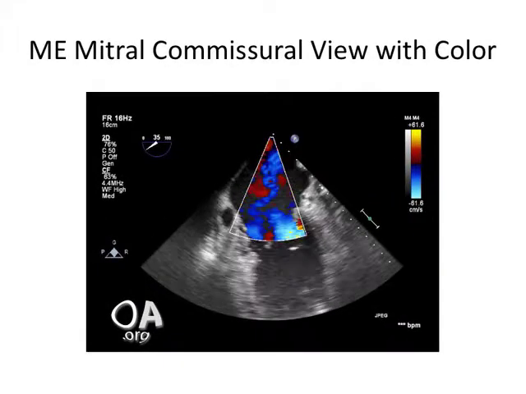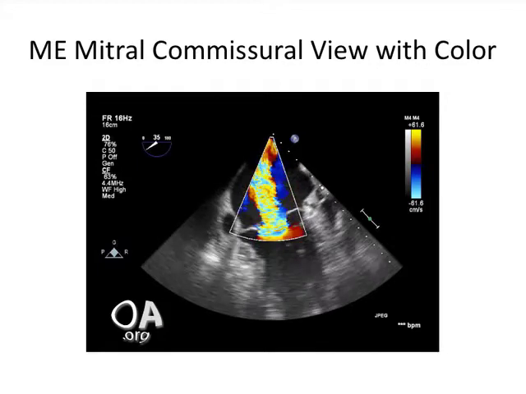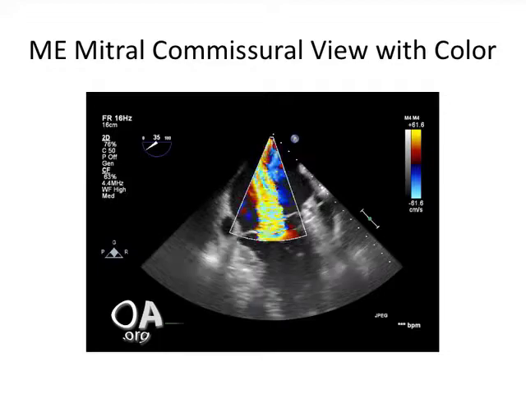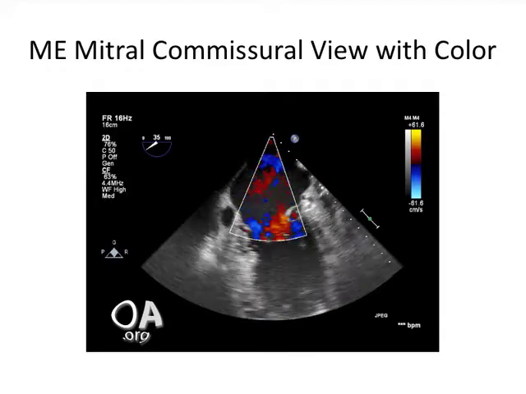This is again the mid-esophageal mitral commissural view with color flow Doppler placed across the mitral valve. It is important again to notice the wide, broad jet of central mitral regurgitation that occurs here and flows back into the left atrium.